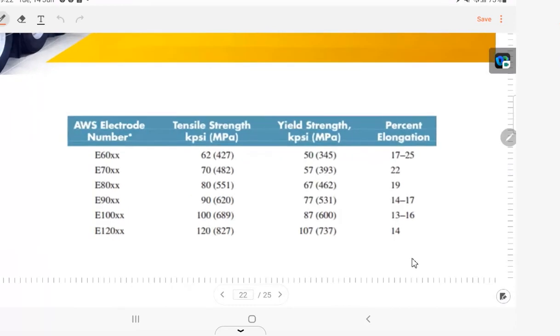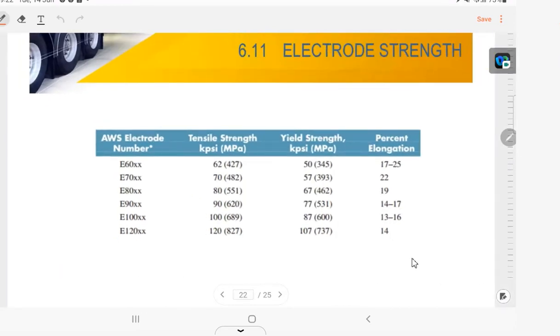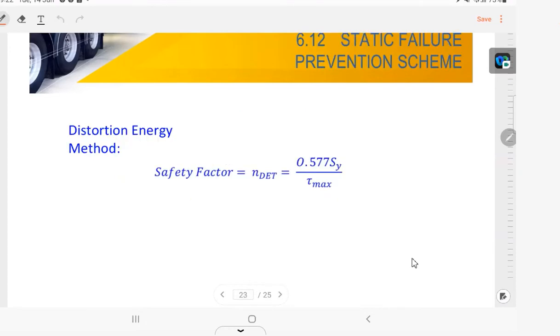Okay, next is the electrode strength. This is the welds based on the American Welding Society. So this electrode numbers, and this is the strength. This is your yield strength. Okay. So later on, you need just to calculate the safety factor or yield factor. So this safety factor using distortion energy methods.